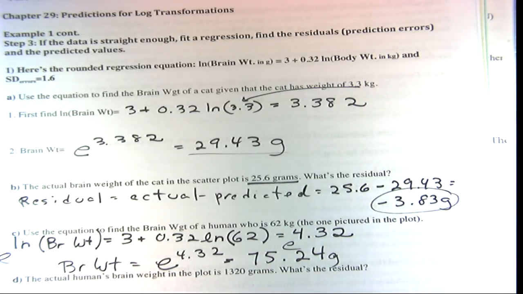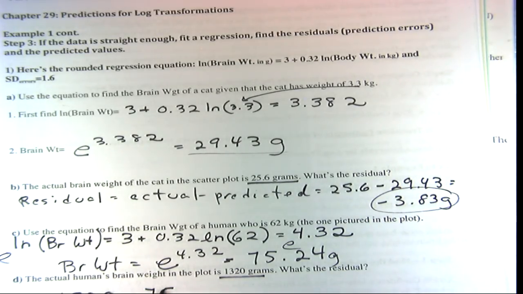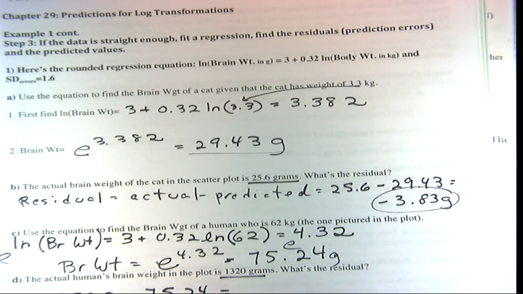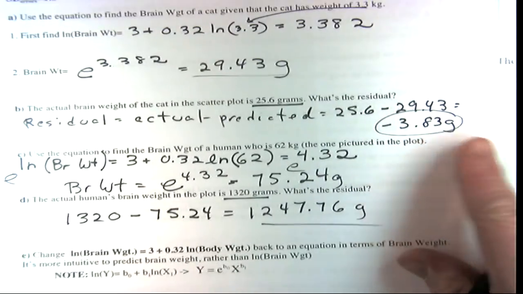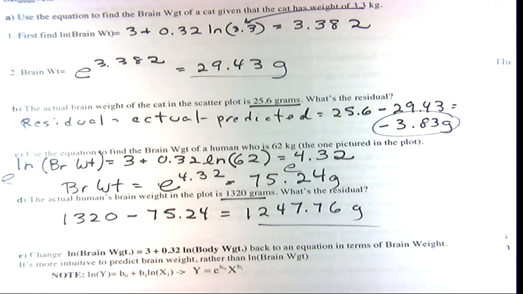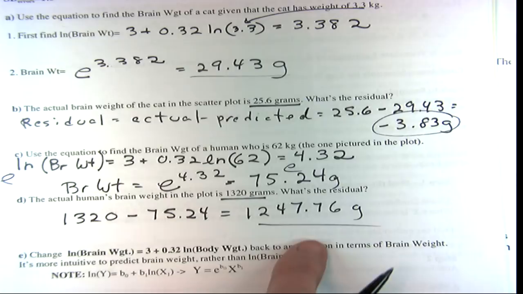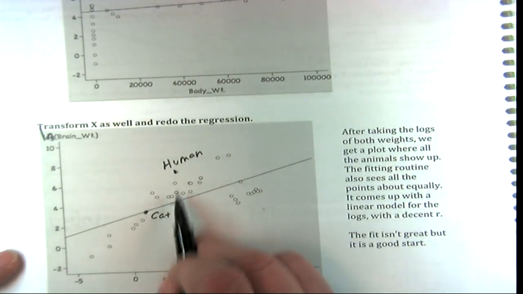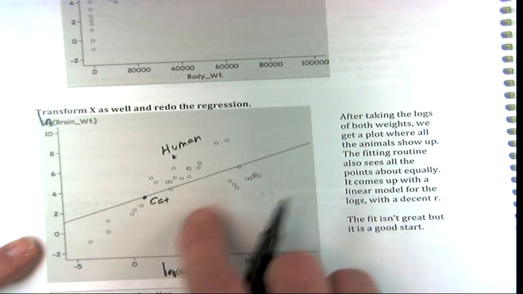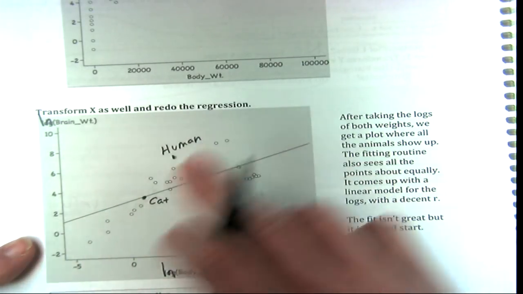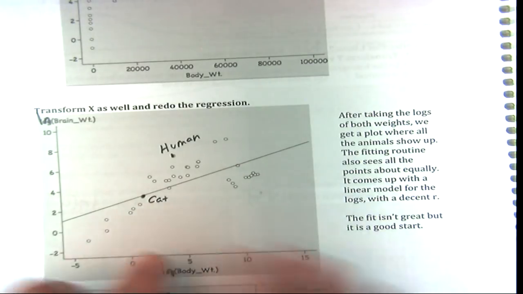Now the actual, it's going to have a big residual, remember? Because look at the actual: 1320 minus 75.24, right? Which is 1,247.76. That's a giant residual compared to the cat's. A giant positive residual, because it's not a great fit for the human. We can look. See? It's a very big positive residual. That was good for the cat, but not great for the human. We can do better if we split it into two groups, fitting two separate regression lines, mammals and dinosaurs. We'll do that next time. But for now, let's just keep it like this.